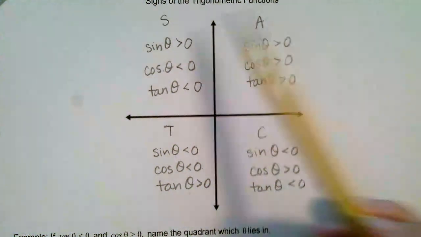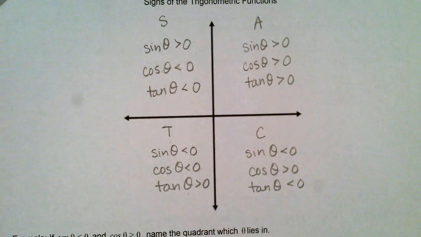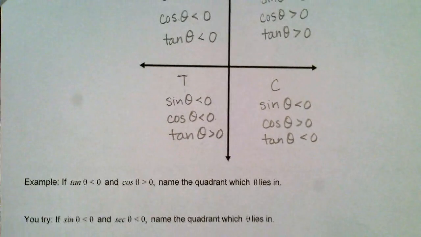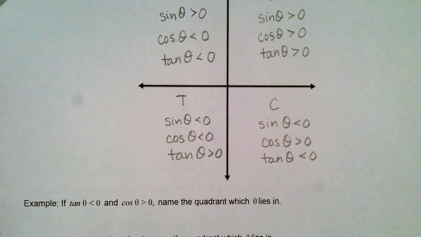Okay, so again, All Students Take Calculus. That's the acronym I learned. Any acronym that works for you will go. So for our example, this should be pretty quick. If tangent is negative and cosine is positive, name the quadrant which theta lies in.